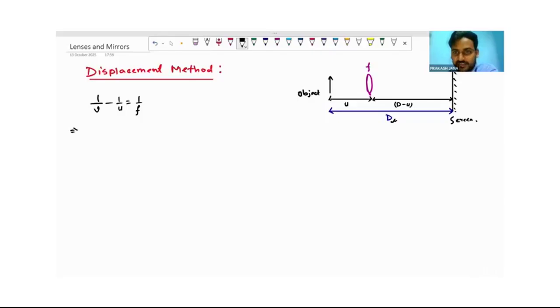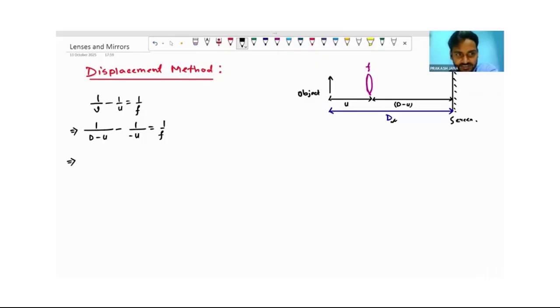Now we will put the values. In place of v, we will write D minus u, and u we will write as minus u. Why? The object is behind this lens and light is passing through like this, so this is the positive direction and the object is behind this lens. So it is minus u, just obeying the sign convention, is equal to 1 by f.